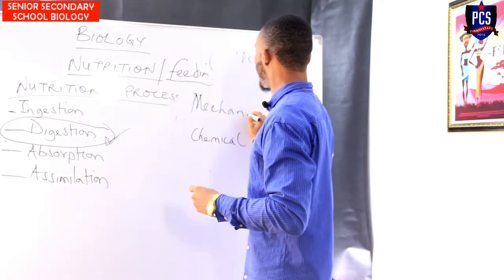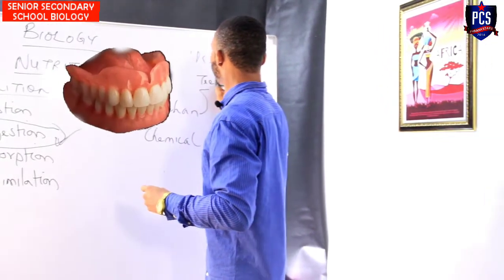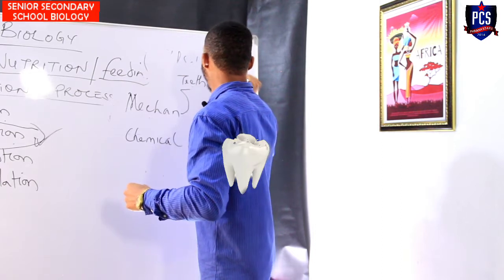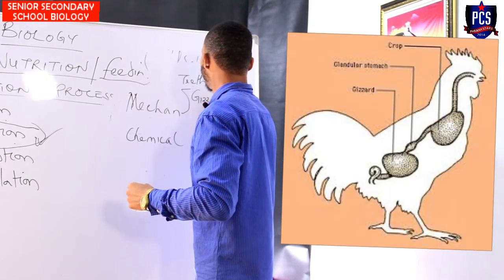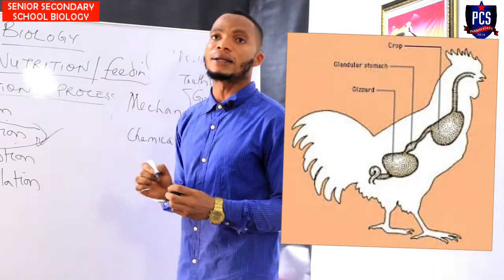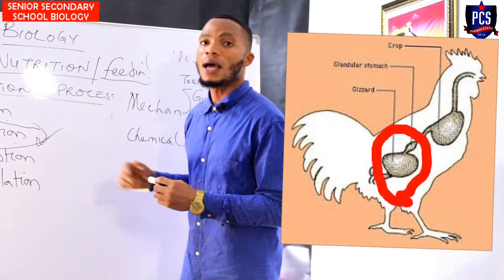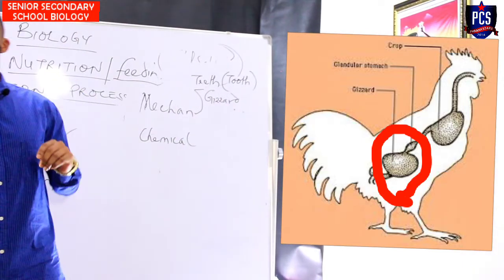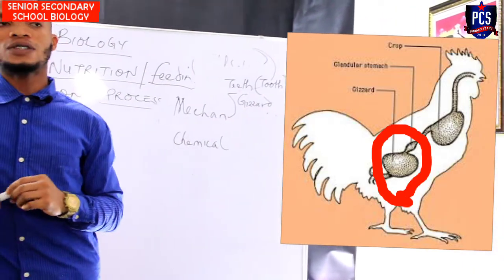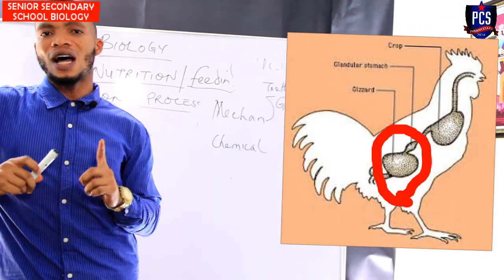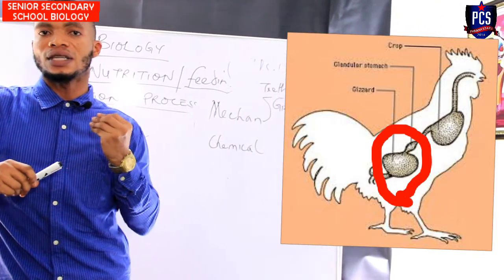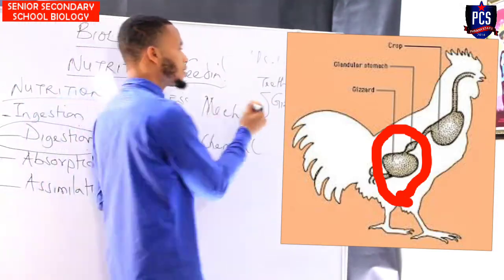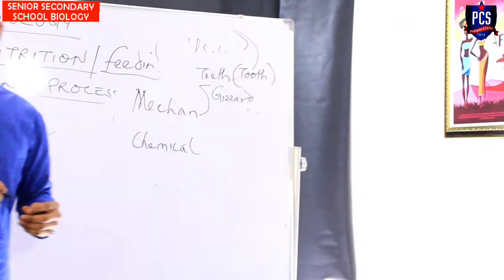Now, the mechanical process is carried out by the teeth, which in singular, you know, the tooth, right? The tooth. We have the gizzard. Now, this gizzard is found in birds and insects, because birds do not have teeth. When you see a bird, it does not have a tooth. So because it does not have a tooth, it needs to break down these grains in its body system. Therefore, it uses the gizzard to break down the substances. The gizzard is found in birds and in cockroaches and some insects.